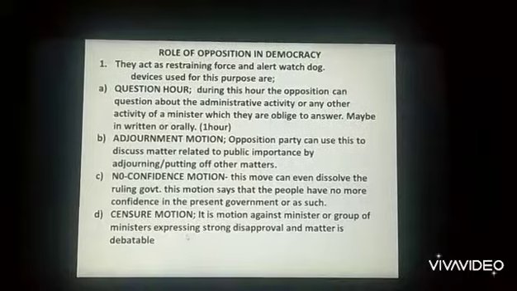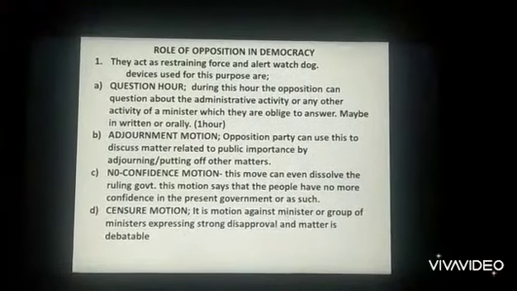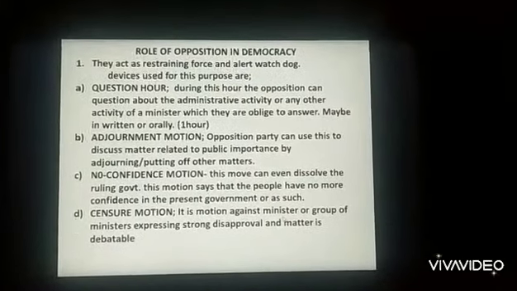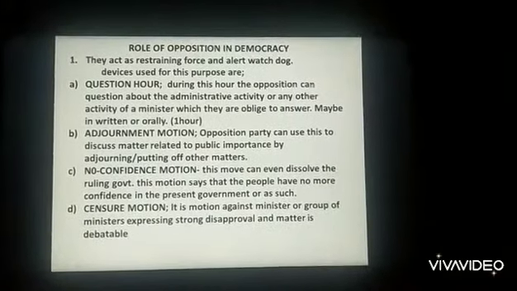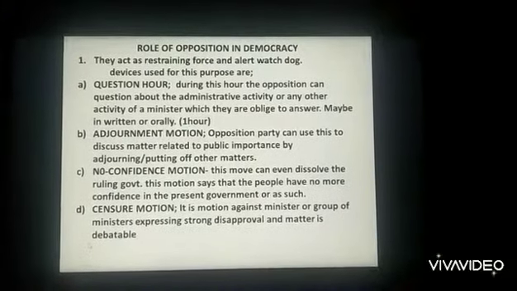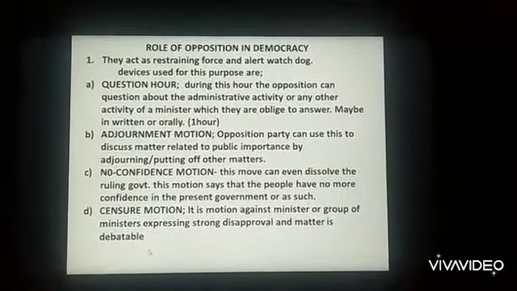So a censure motion is a motion moved against a minister or a group of ministers or against the government regarding strong disapproval of matters that are more debatable, like the example which I've already cited.